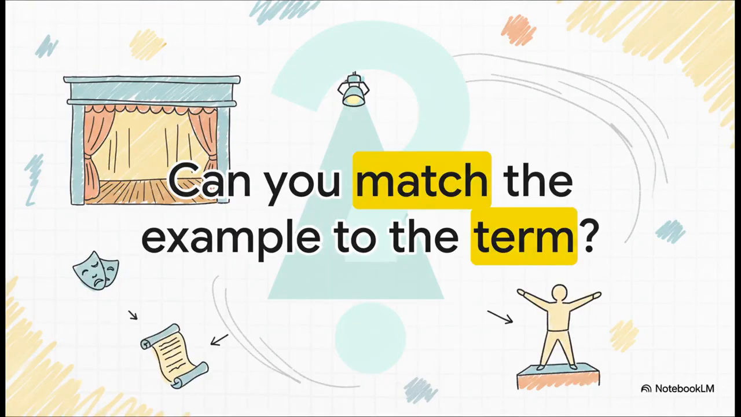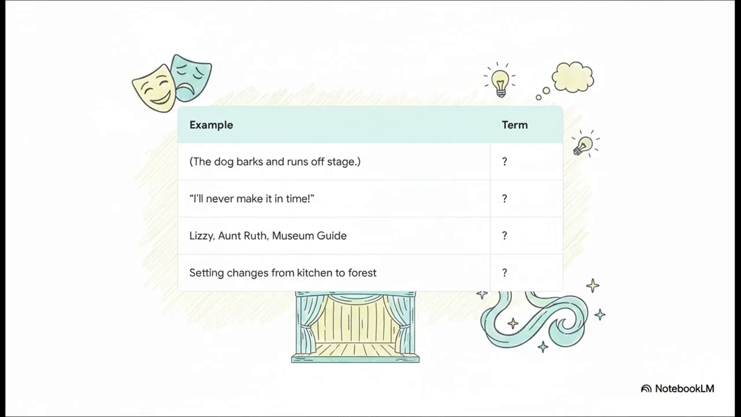All right, you've got the basics down. So how about a quick game to see if you can spot these elements in the wild? I'm going to show you a few examples, and you try to match them to the right term. You ready? Here we go. Take a look. We've got an action in parentheses, a panicked line of speech, a list of names, and a change of location. Your job is to match these 4 examples with our 4 terms. Take a second to think about it.